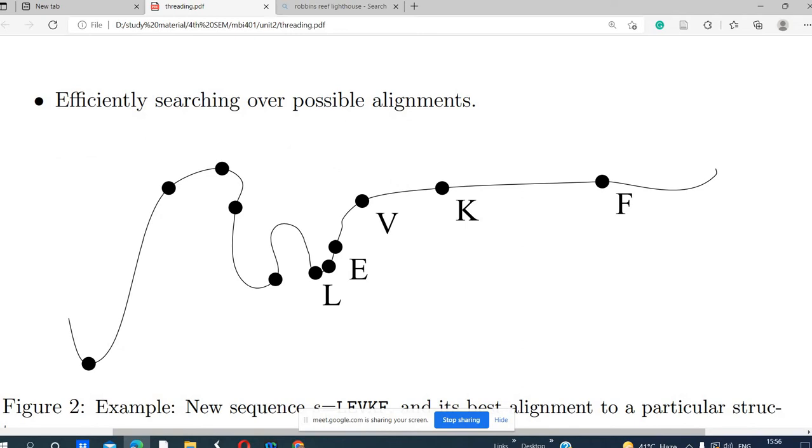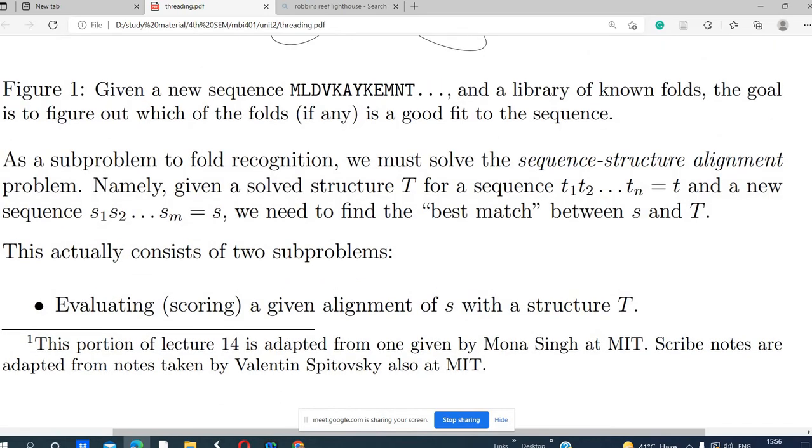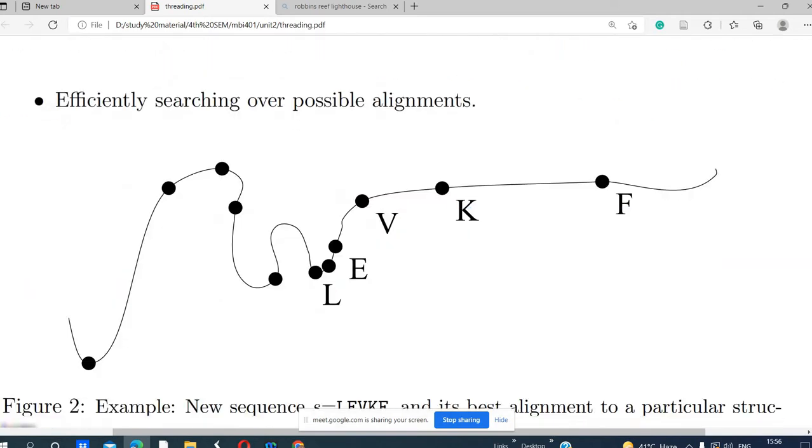Now the next problem is efficiently searching over possible alignments. What are the possible alignments? The first thing is evaluating the given alignment of S with structure T. So alignment is important, and in efficiently searching over possible alignments, there may be many alignments. So we need to search all the possible alignments.